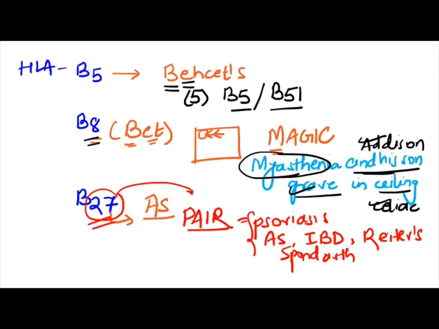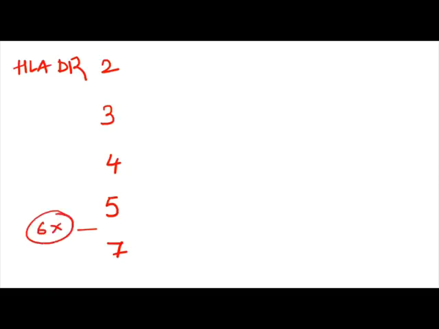So those are the HLA types B. Then we have HLA-DR. HLA-DR 2, 3, 4, 5 and 7. 6 is in a fix, so it is not there. So we have 2, 3, 4, 5, 7. So in HLA-DR 2, it is the journey of doctor to becoming MS. So journey of becoming doctor to MS, that is surgeon. So DR2 is associated with multiple sclerosis.